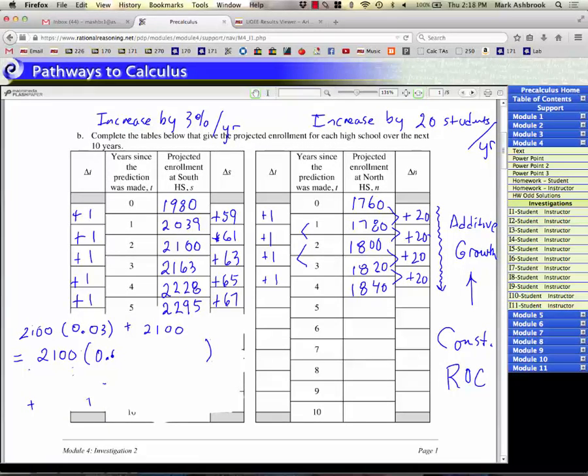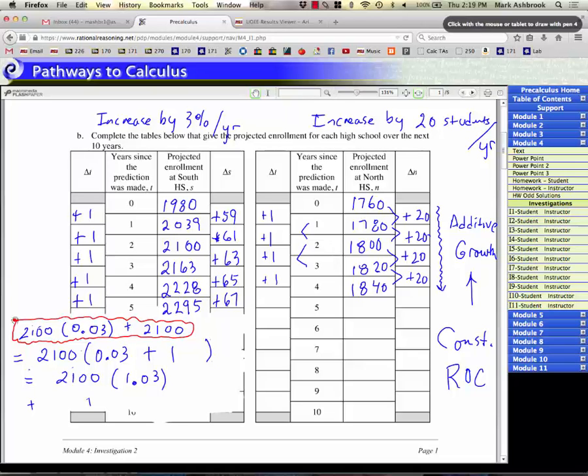0.03 plus 1. And that is 2100 times 1.03. So this process of taking a percent, don't miss this, taking a percent of something and then adding it to what you started with is the same as doing what? What operation?